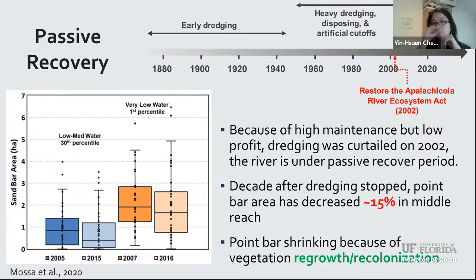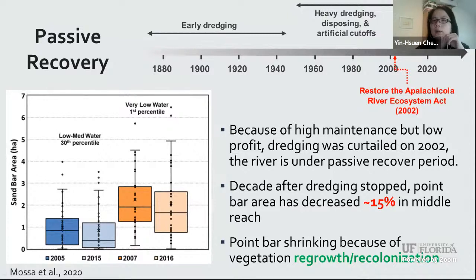And then, part of the reason the Middle Reach has more intense dredging is because some of the problematic areas have a higher riverbed elevation. So they need to keep on dredging the materials from the channel. So in 2002, finally, they figured out, okay, this is not going to end well. So they decided to stop the dredging activity. So since then, we're going to call this the passive recovery time.